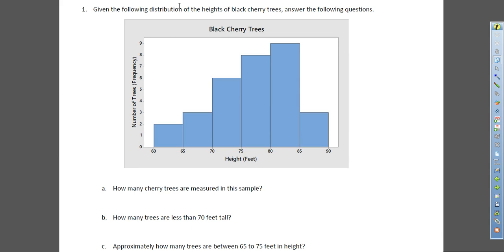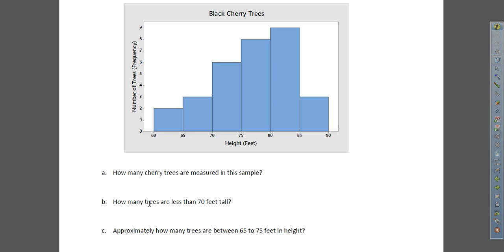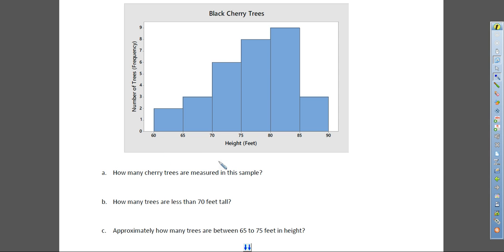Given the following distribution of heights of black cherry trees, answer the following questions. Question number 1 says, how many cherry trees are measured in this sample? Well, remember the heights of the bins tell us how many trees there are. So we have 60 to 65 here, and the number of trees is over here. We have the height in feet down here. So how many trees? We have 2 trees in this bin.